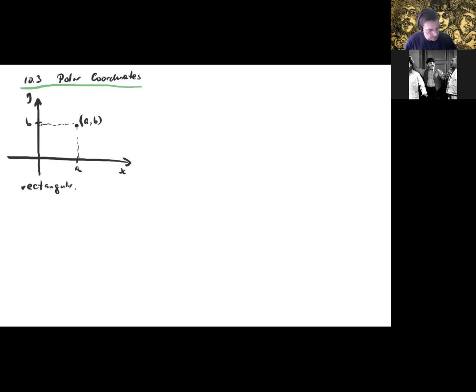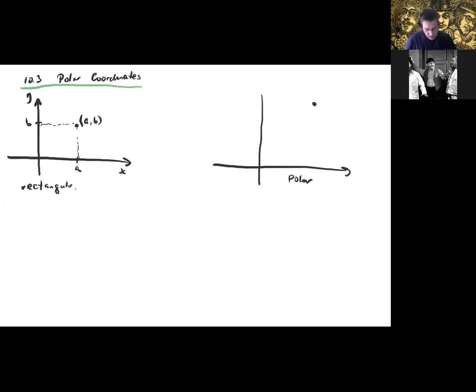Okay, so now what about polar coordinates? That's a completely different coordinate system. Instead of x and y axes, you have something called the polar axis, which is the horizontal axis. And then you have a polar angle. So here is the idea.